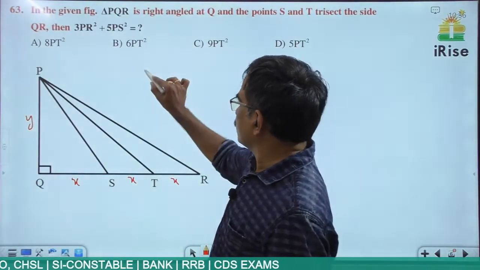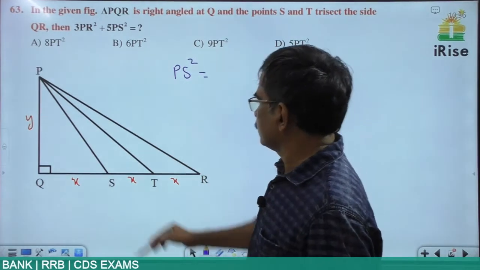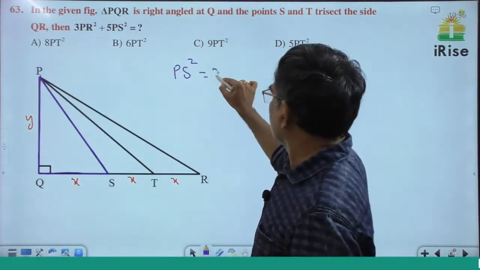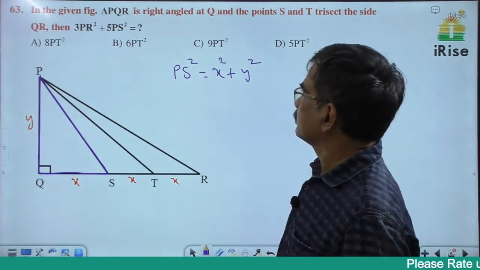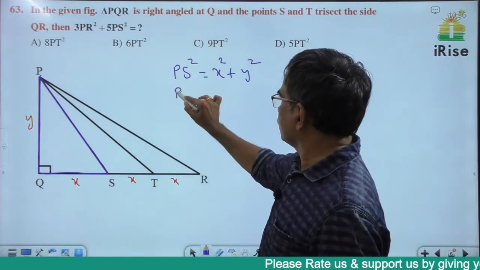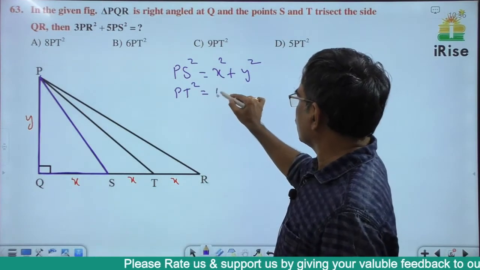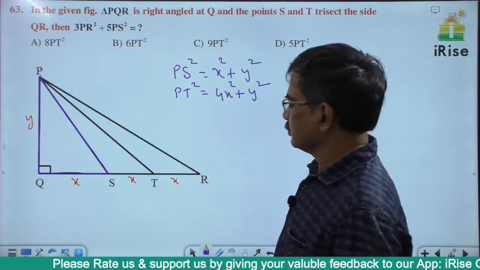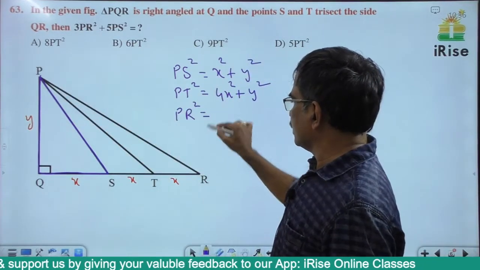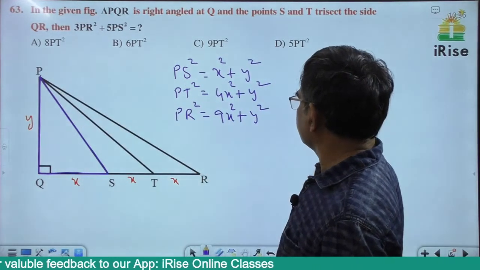So first, what is PS square? In this right angle triangle, PS square is equal to x square plus y square. Similarly, what is PT square? PT square is y square plus (2x) whole square, nothing but 4x square plus y square. Similarly, PR square is equal to y square plus (3x) whole square, 9x square plus y square.